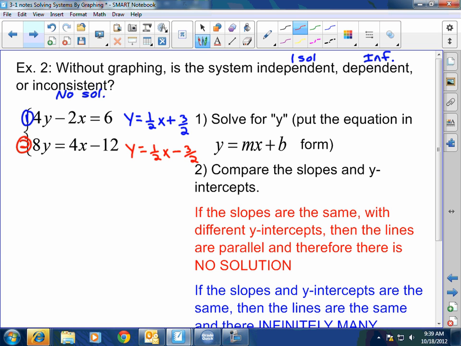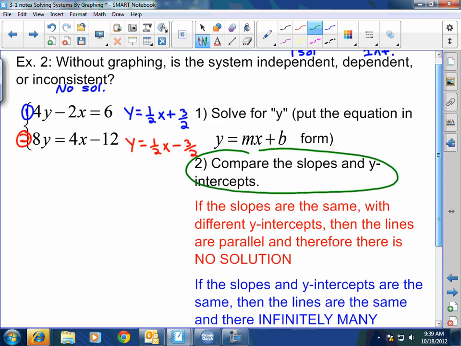All right. Now, pay attention to this, guys. Compare the slopes and the y-intercepts. If the slopes are the same with different y-intercepts, then the lines are parallel and therefore there is no solution. Are the slopes the same here, guys? Are the y-intercepts different here, guys? So that's a no solution.